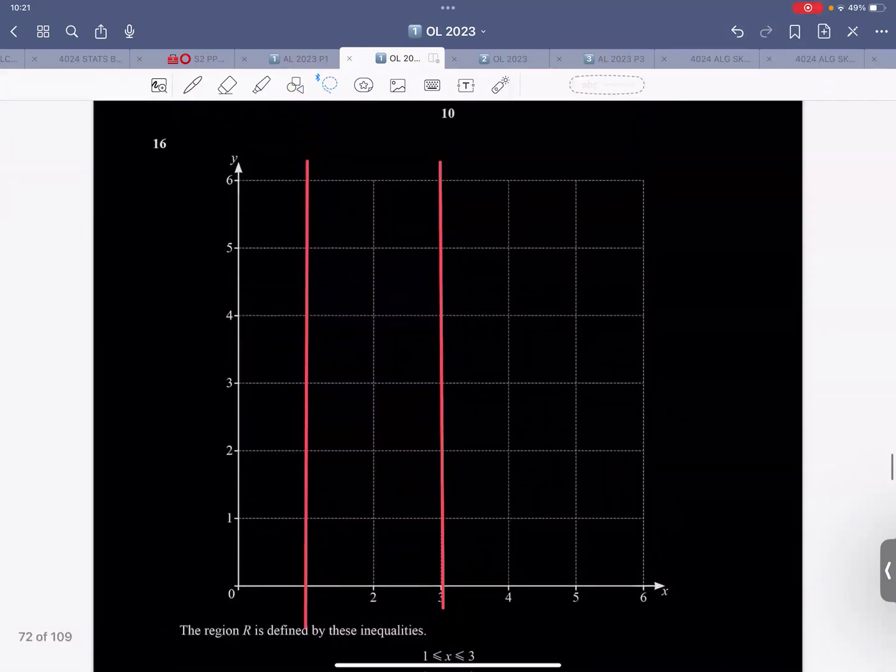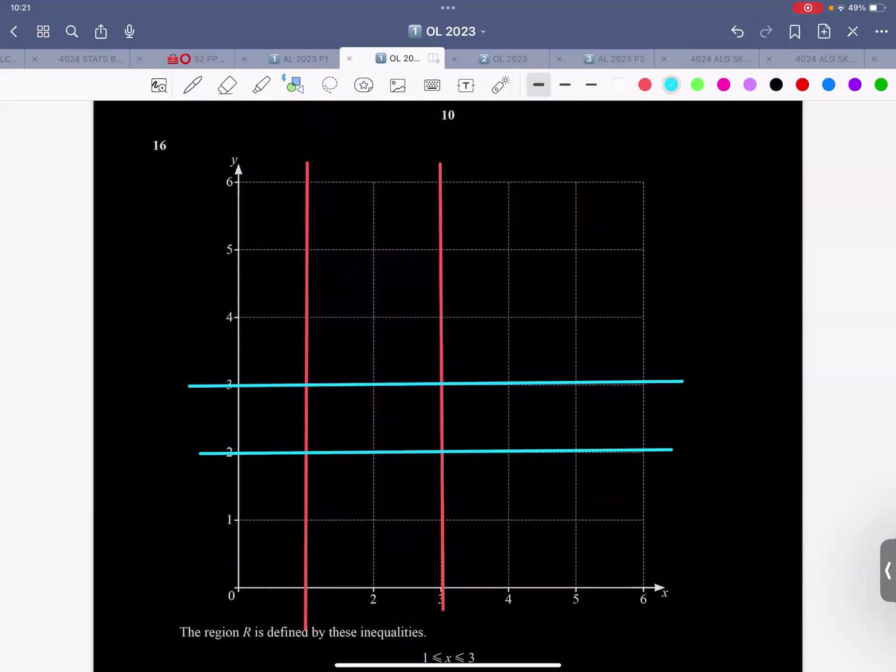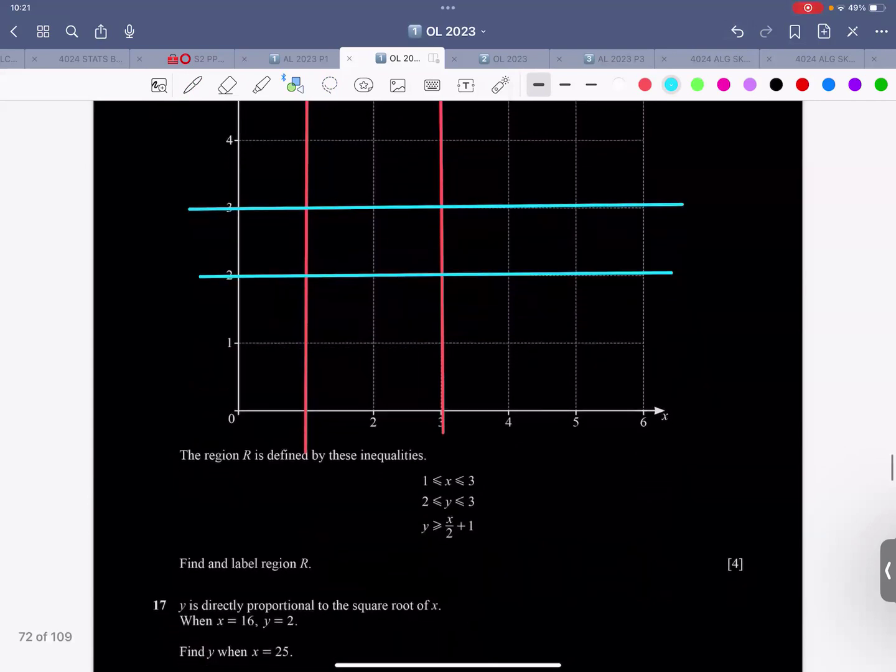Y is 2, Y is 3. So let me choose another color. Y is equal to 2. Hold for a second. So this is Y equals 2. This is Y equals 3. And then we have Y is greater than or equal to half X plus 1.